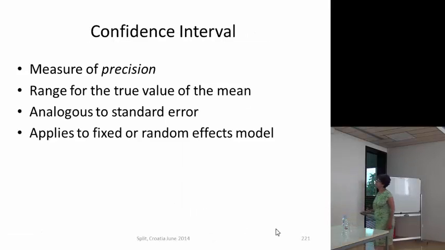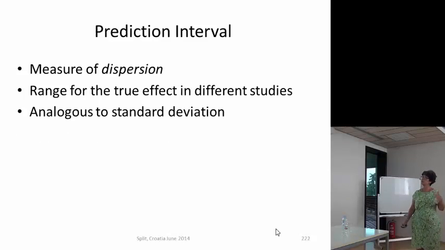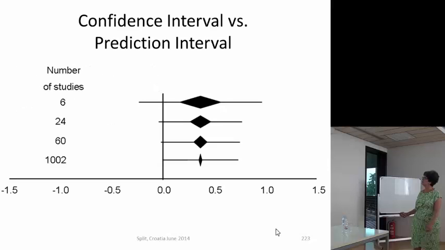Okay? So just to differentiate, the confidence interval is a measure of precision. It has to do with the mean effect only. It's similar to a standard error. Predictive interval is actually a measure of the whole distribution of effects. It's analogous to the standard deviation of true effects across the distribution, and it really makes sense only when you're using a random effect model.